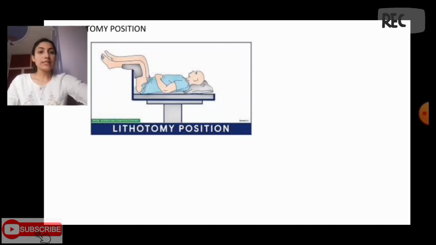Now what is the lithotomy position? The lithotomy position is lying on the back with legs up and feet supported in straps. This position is mostly used during delivery of a baby. It is adopted by the female during delivery, when she is delivering the baby. So this position is called the lithotomy position.